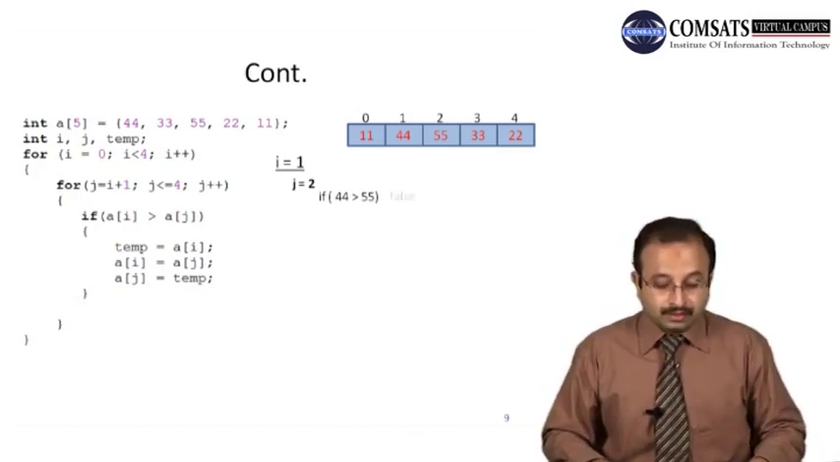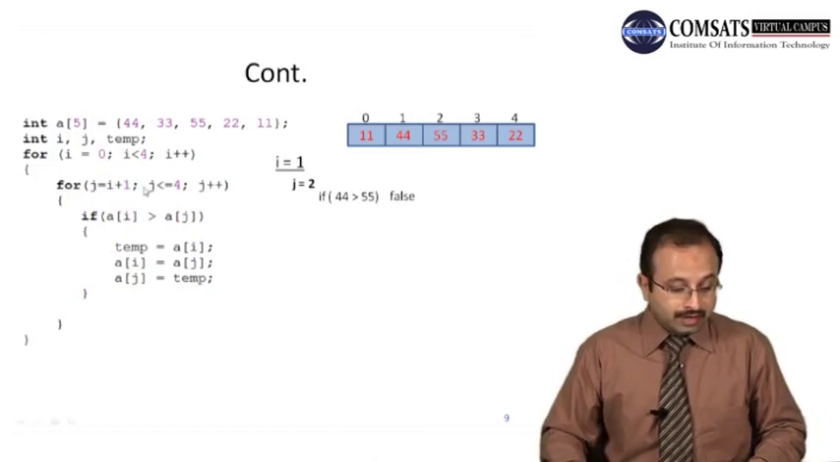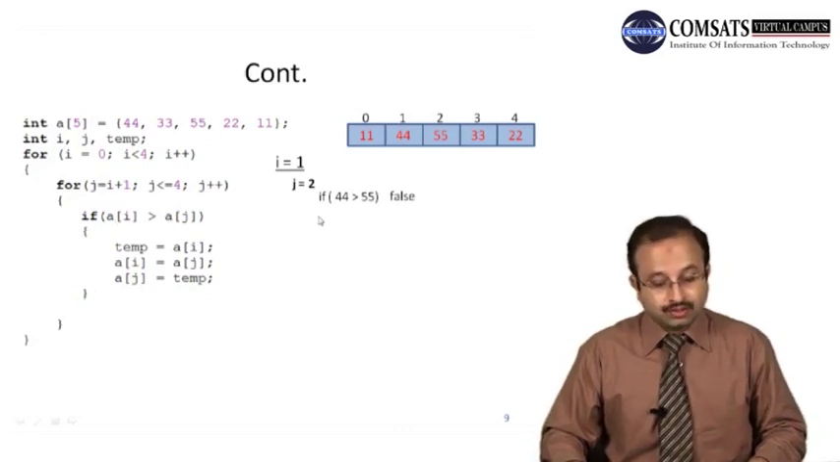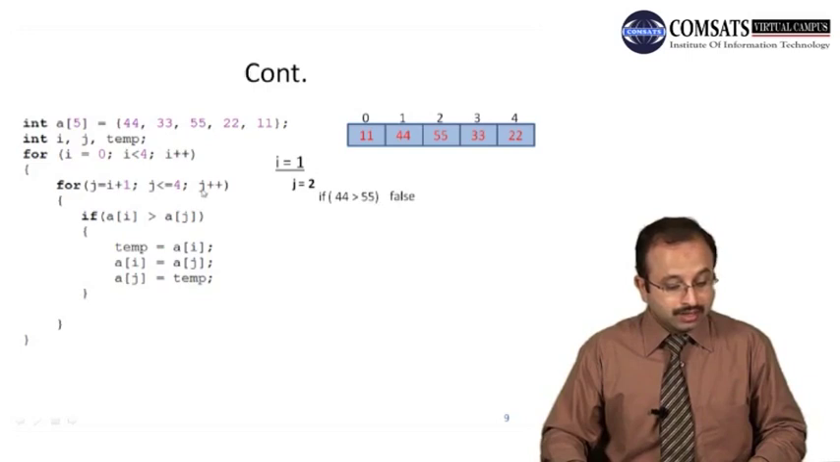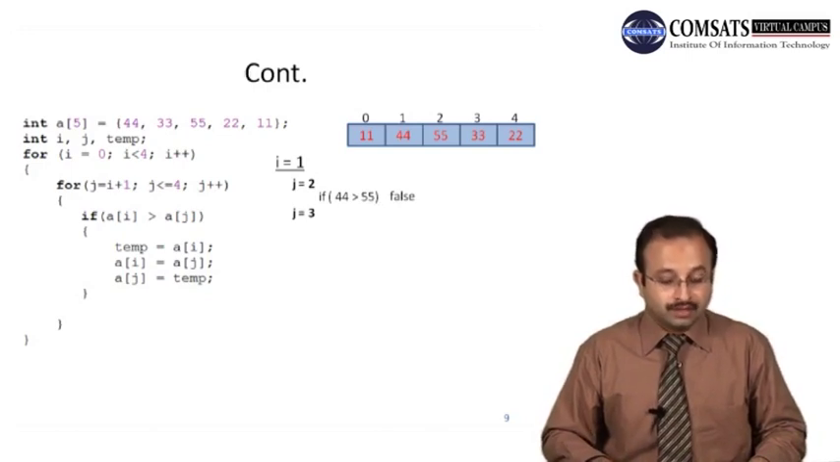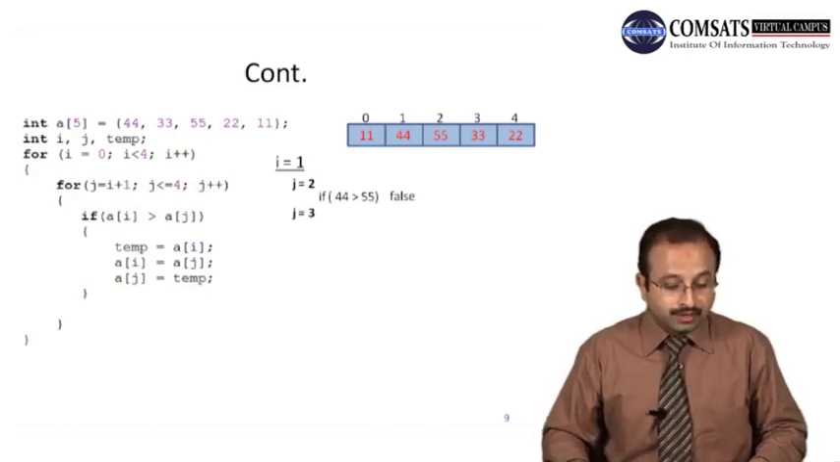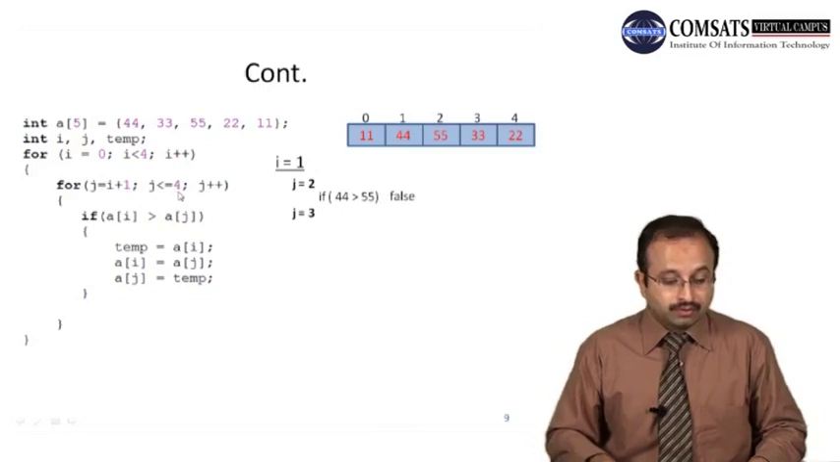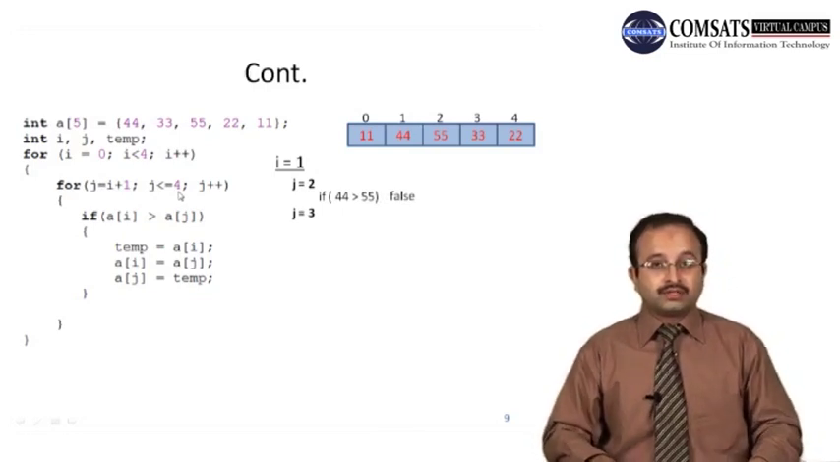the condition is false. It won't execute the swapping statement because it is inside the block of if, and the block of if will be executed when the condition in the if is true. So if the condition is false, it comes again to the increment part. It increments the value of j, the value of j will become 3 now. And then it checks the loop condition, j less than or equal to 4. So 3 less than or equal to 4, the condition is true.